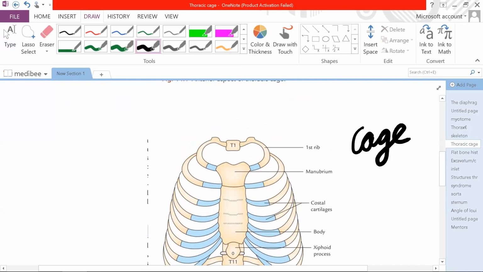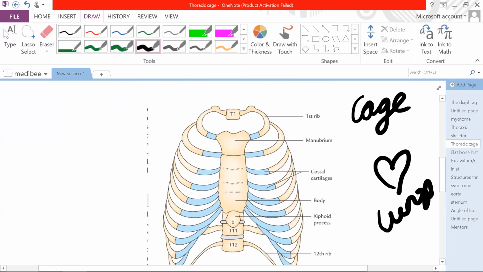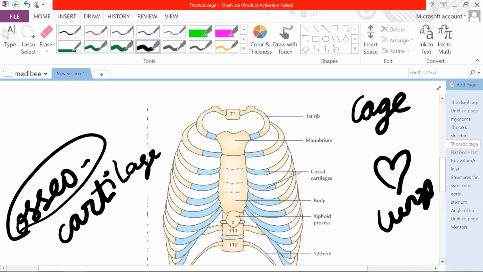Usually we put the things that are valuable to us in a safe-like structure, and similarly, nature has kept vital organs of our body, like the heart and lungs, in a very protected structure, and this structure I call the thoracic cage. If you look at the definition of the thoracic cage, you will find the term osseo-cartilaginous. So what does osseo mean? Whenever you see the word osseo coming in any of the topics of anatomy, osseo refers to bone.